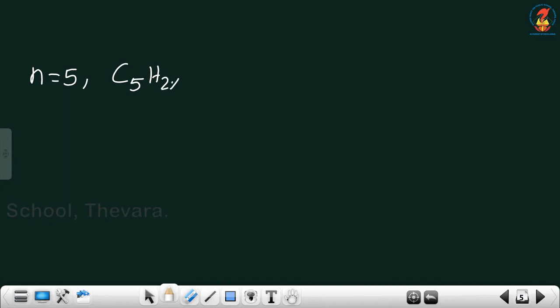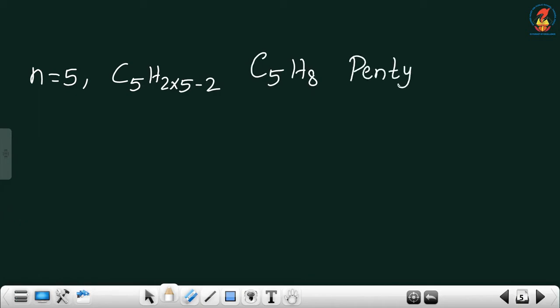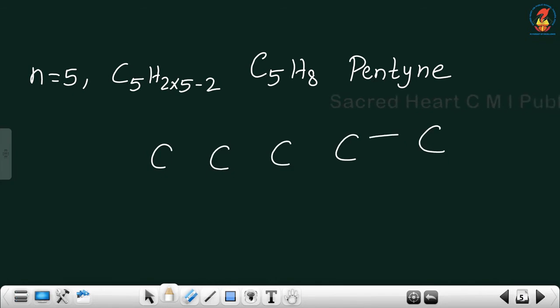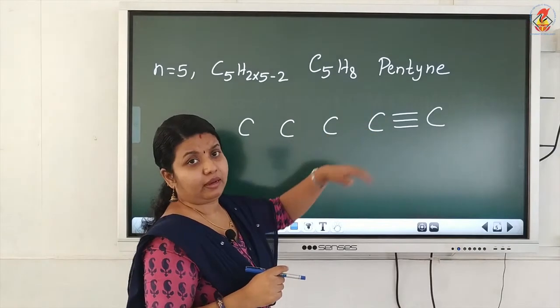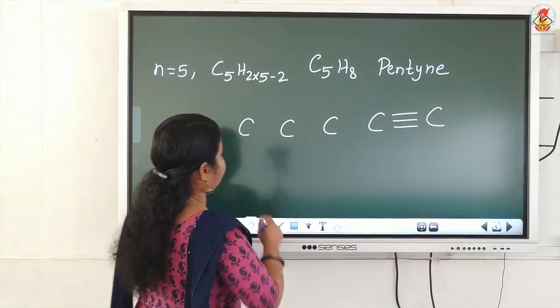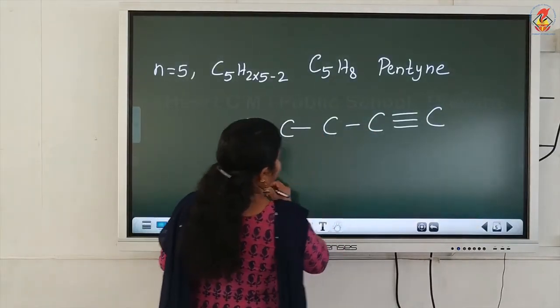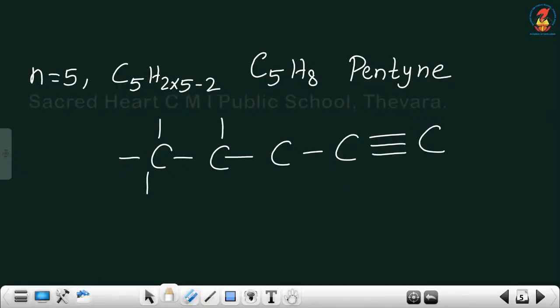Okay. Now next member, N is equal to 5. C5, 2 into 5 minus 2. So it is C5H8, pentane. 5 carbon atoms. So here I will put the triple bond on the end carbon between the 4th and the 5th carbon. So other bonds are single bonds. Now fill in the other valencies.